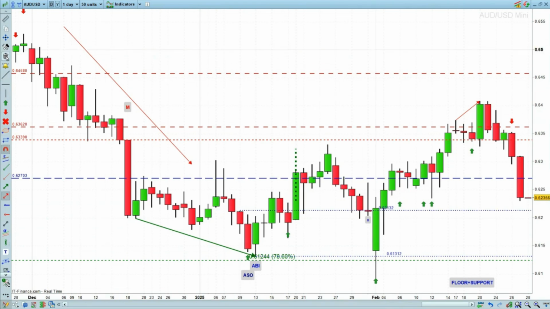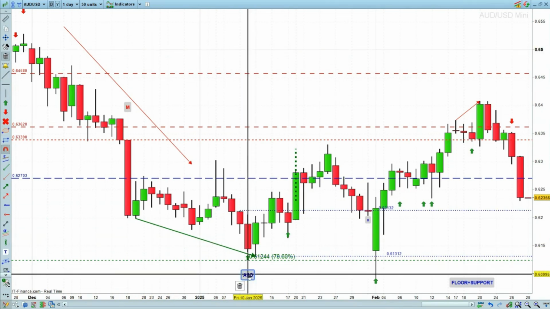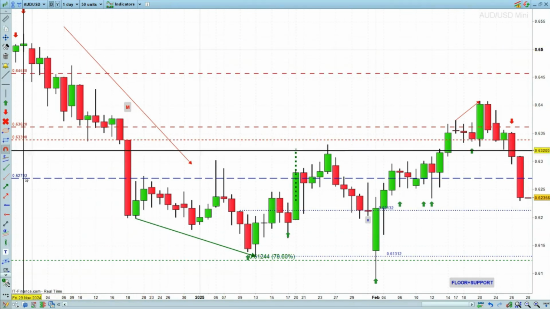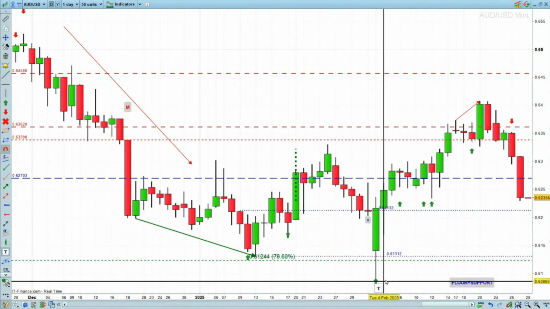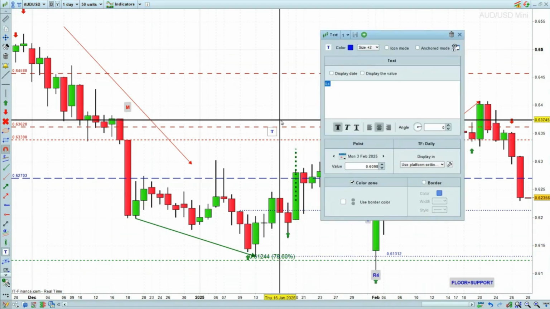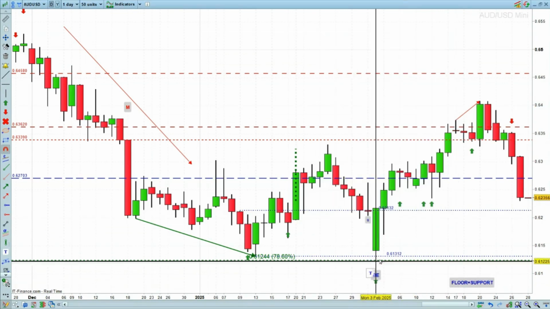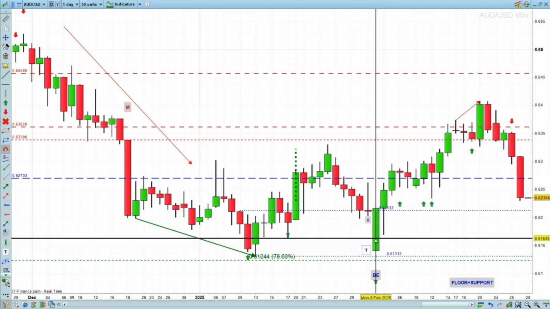What I've noticed is when it engulfs the previous candle by a lot, like it has totally smothered it, normally the gains are quite good. So this is a bullish engulfing, and this is a bullish engulfing.